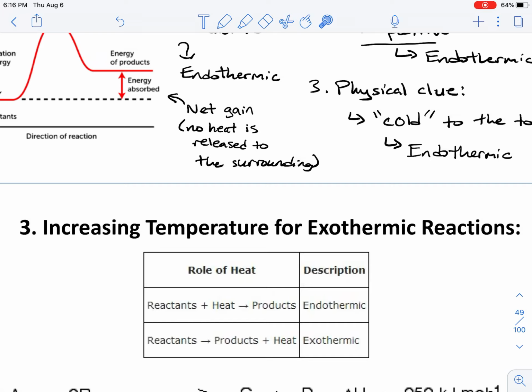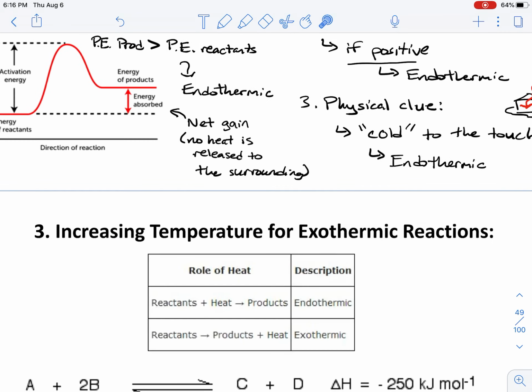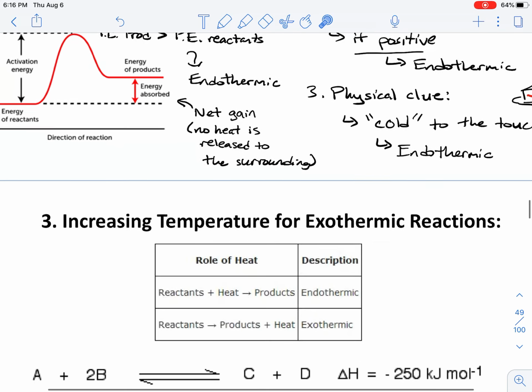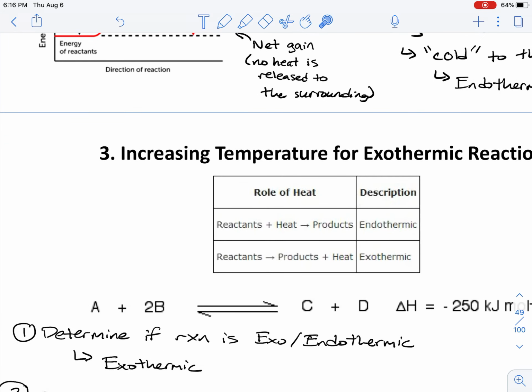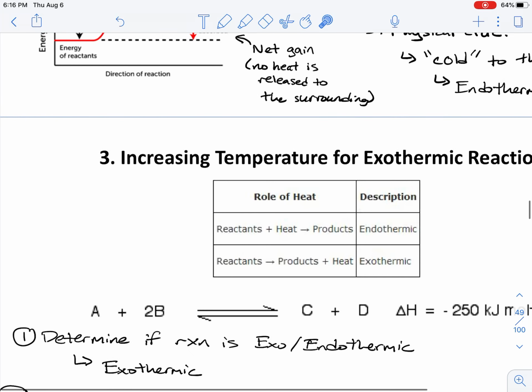And so when you guys are applying Le Chatelier's principle with respect to change in temperature for exothermic or endothermic reactions, you guys have to follow 3 steps. And if you guys skip these steps or just do your own thing, it might lead you to the wrong conclusion. And so for you to be able to predict how the equilibrium will shift with changes in temperature for exothermic or endothermic reactions, the first step is to determine if the reaction is exothermic or endothermic.